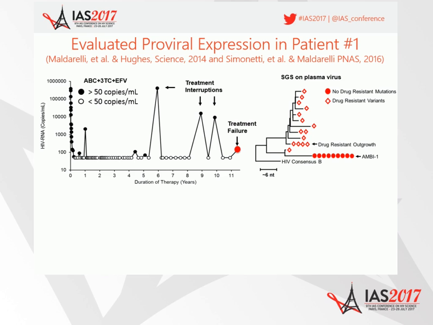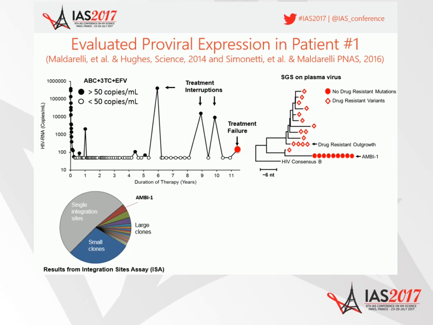But there was also a wild-type population, shown at the bottom of the tree in those identical sequences. In this wild-type population, every sequence is identical, likely because it's just expression from an expanded clone. We did the integration site assay on this sample and found that about half of the integration sites were single integration sites, and half were from expanded clones. The largest of these clones was called AMBI1, and that was published in the Science and the PNAS paper. This AMBI1 clone had a replication competent virus and matched the wild-type virus that was in the viremia of this patient.